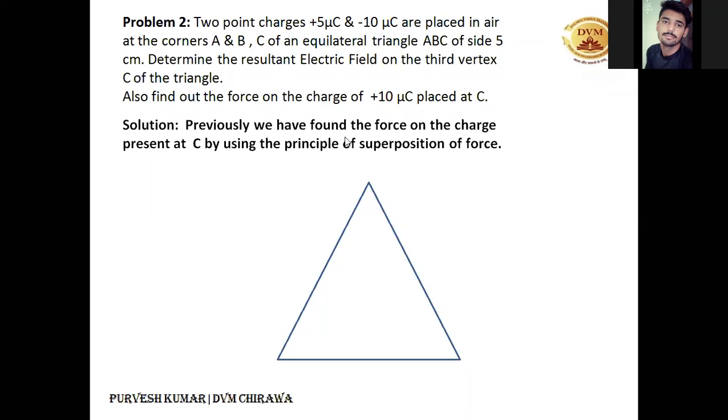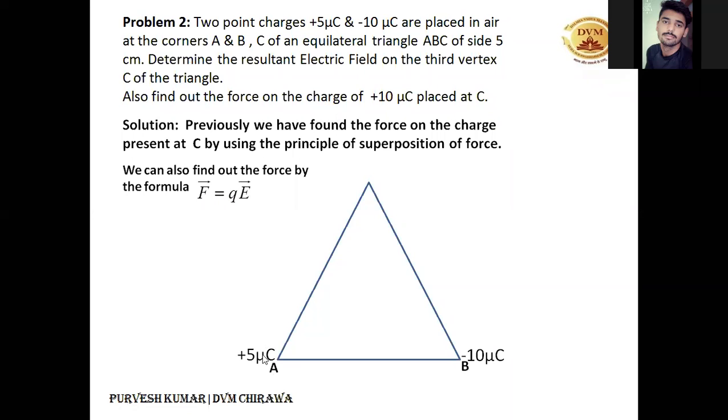Previously, we found the force on the charge present at C by using the principle of superposition of force. That is the force on the charge due to one charge, then the force on the charge due to another charge, and then the vector sum of them. We can also find the force by the formula F is equal to Q into E. So if I know the electric field at a point, I can easily find the force on the charge placed at that point by multiplying the electric field with the charge placed at that point. That thing we have discussed in our previous classes. So let's just write out the charges. These are the two charges which are placed at A and B.